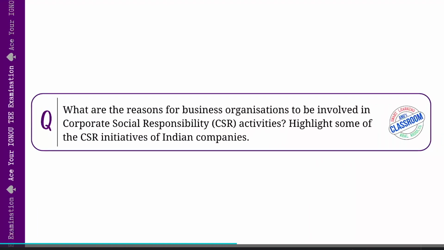What are the reasons for business organizations to be involved in corporate social responsibility or CSR activities? Highlight some of the CSR initiatives of Indian companies. Okay. So, what is CSR or what is corporate social responsibility? It is a concept which basically says that businesses should not just make profits, but they should also give back to the society in which they operate. So, you can think of it as companies doing the right thing, but also realizing it's good for business.